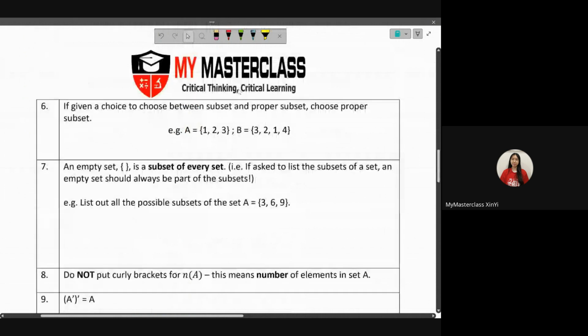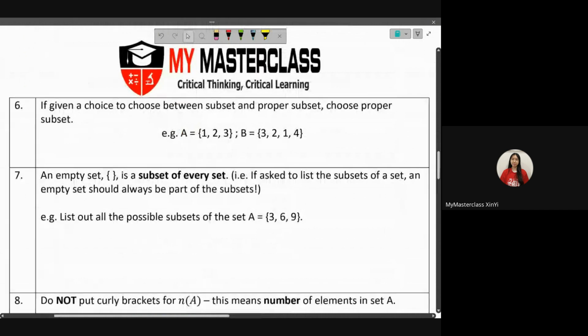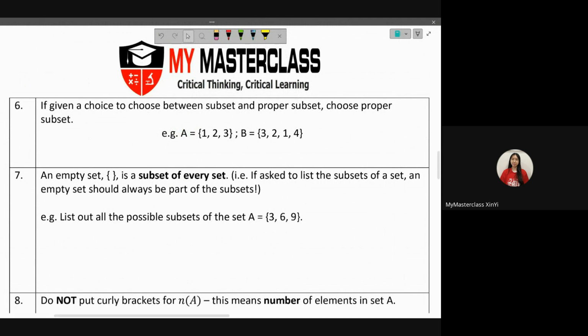Now this one. We have talked about subset and proper subset before, right? Just a recap, subset is written in this way, and proper subset is written in this way. Subset means all the elements. If I'm going to say A is a subset of B, all the elements in A should be in B. In this case, elements in A are 1, 2, and 3. So B has 1, 2, and 3 also.